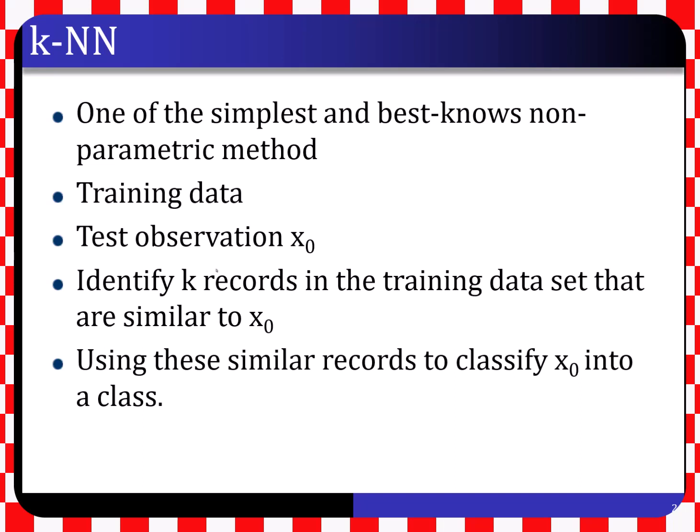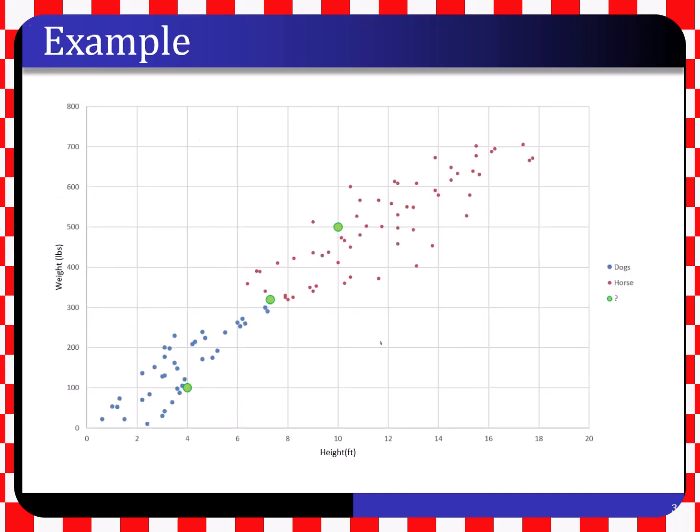So let me give an example. Hopefully this will illustrate the point. Assume that we have two groups of data. The blue points belong to dogs and the red points belong to horses. The x-axis shows their heights and the y-axis shows their weights. And then we have these three green points whose classification we don't know and we are trying to identify.